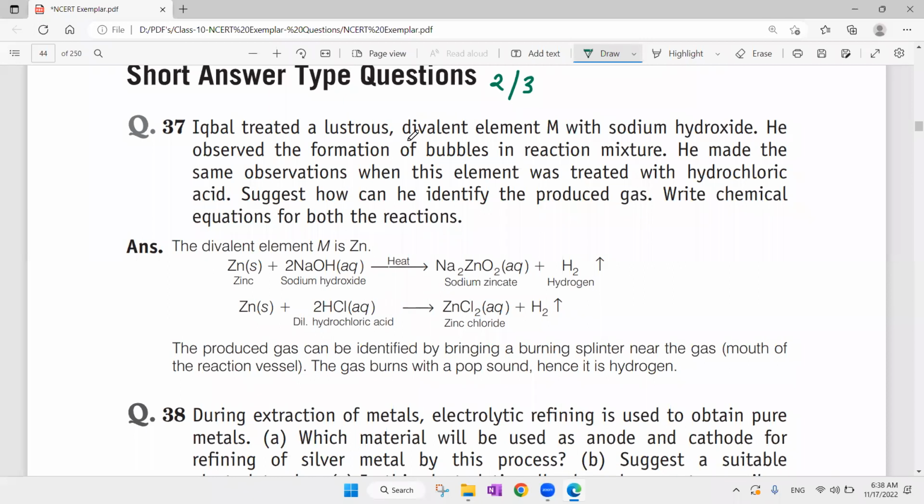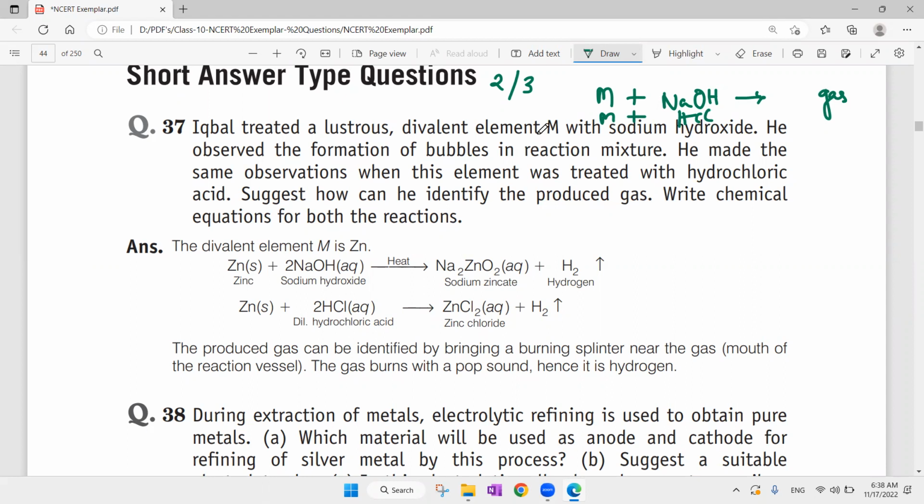Iqbal treated a lustrous divalent element M with sodium hydroxide. So some element M is there. We don't know what is that element. He treated with sodium hydroxide, NaOH. He observed the formation of bubbles in the reaction mixture. So formation of bubbles. Bubbles means some gas is produced. He made the same observation when this metal was treated with hydrochloric acid. So the same metal M he treated with hydrochloric acid, HCl. Suggest how he can identify the produced gas. Write the chemical equation for both the reactions.